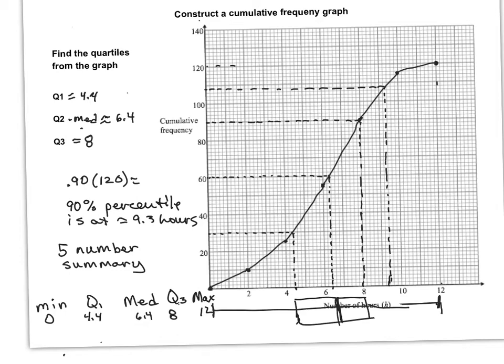So a box and whisker plot has a box around your interquartile range, and that represents the middle 50% of your data. And then each end is the min and the max, and the median has a line down the middle.